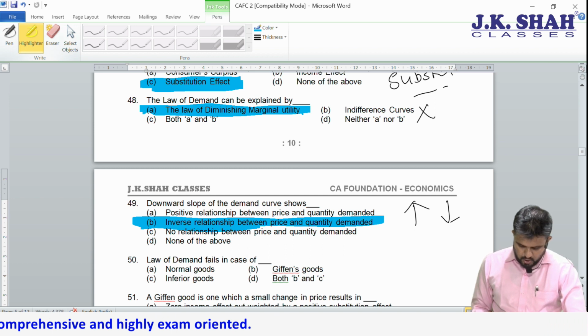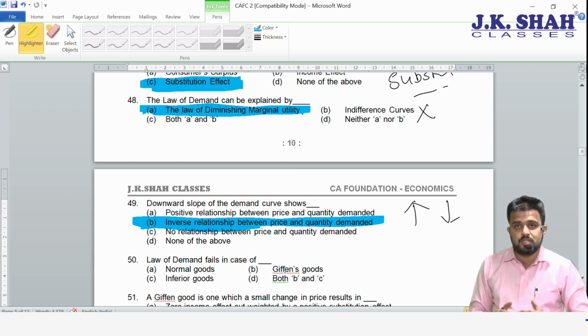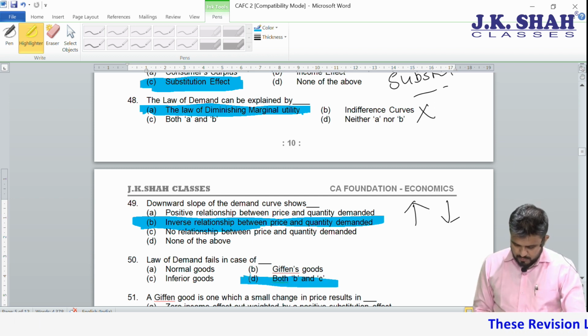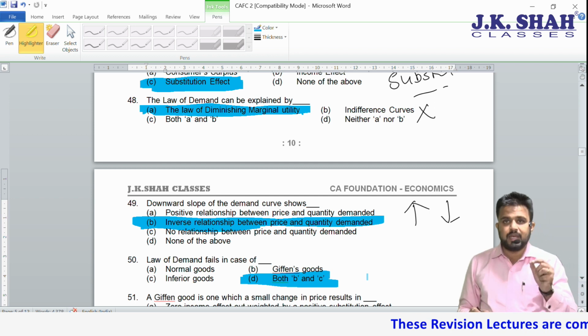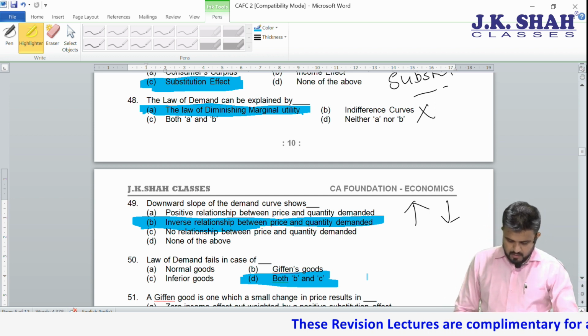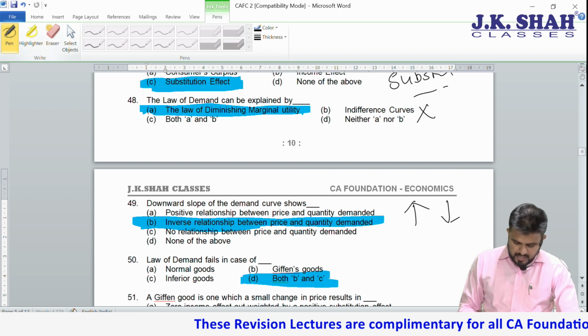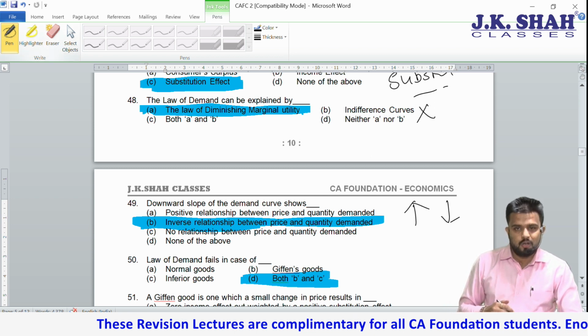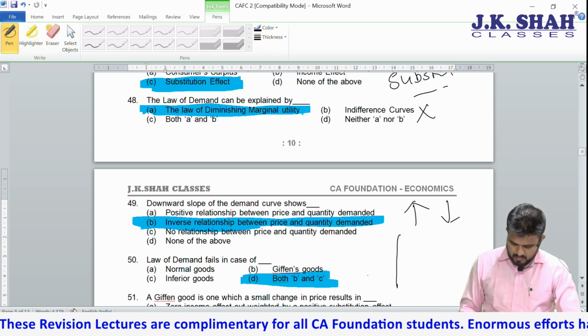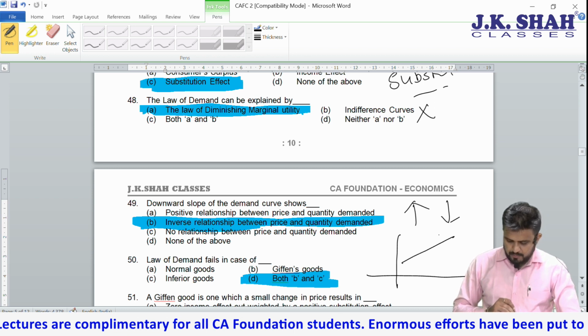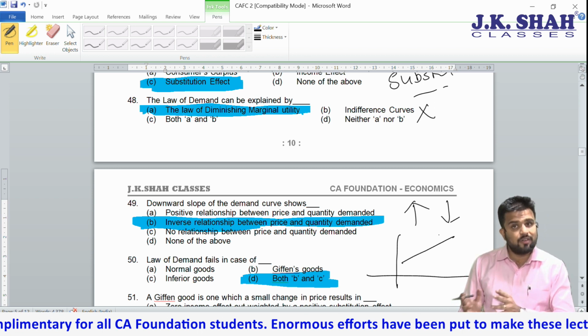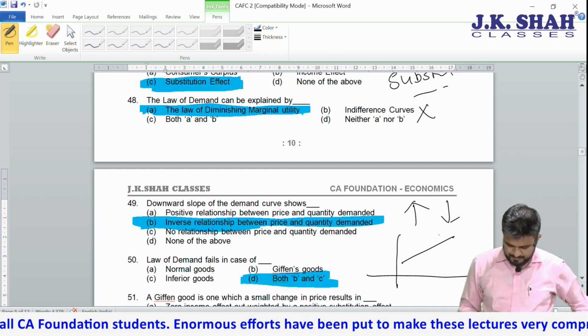Moving to the next. 50. Law of demand fails in case of, Giffen goods is also correct, inferior goods is also correct. So the most appropriate answer is D, both B and C, because they are exceptions to the law. Their curve will be upward sloping. So they are not going with the law, they are going against the law.